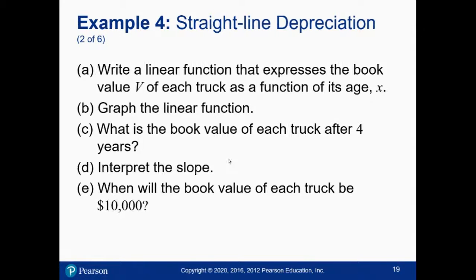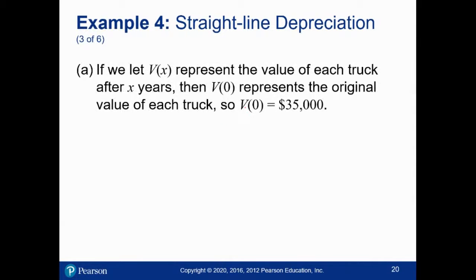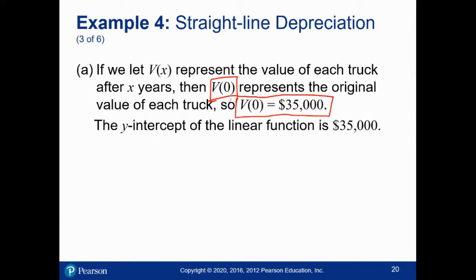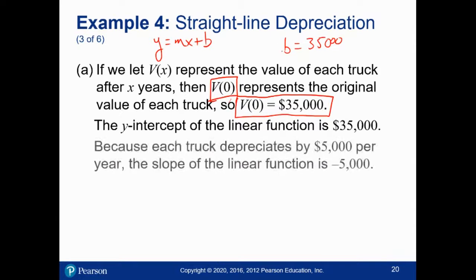Okay, so let's take a look at the solution. Well, we know that the value at time 0 should be $35,000. This tells me the y-intercept of the function. So if we're looking for y equals mx plus b, we now know that the intercept is 35,000.